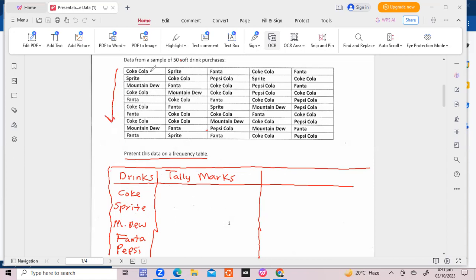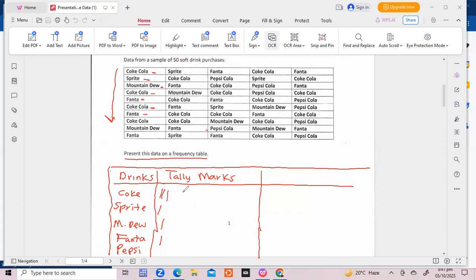So when we start with Coca-Cola, so we come on the first one, Coca-Cola, so we put a tally there. Then the second one is Sprite, so we put a tally on Sprite. The third one is Mountain Dew, we put a tally on Mountain Dew. Then Coca-Cola, so we put a tally on Coca-Cola. Then Fanta, so we put a tally on Fanta.